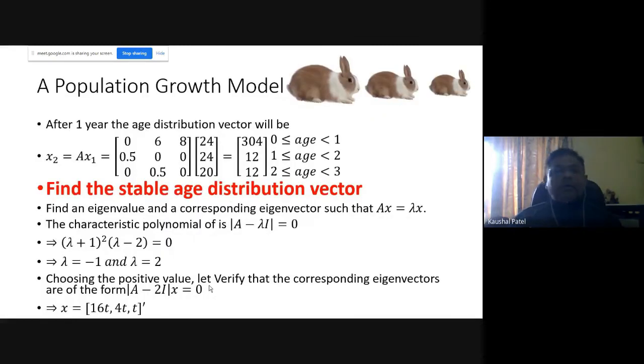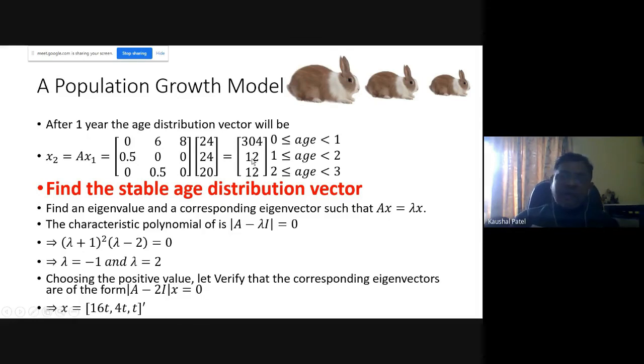Now, after 1 year, the age distribution vector will be x2 equal to A x1, where this one is x1. So after the first year, we get 304 rabbits in the age group of 0 to 1, 12 rabbits in the age group of 1 to 2, and 12 rabbits in the age group of 2 to 3. This is a drastic increase in age group 1.